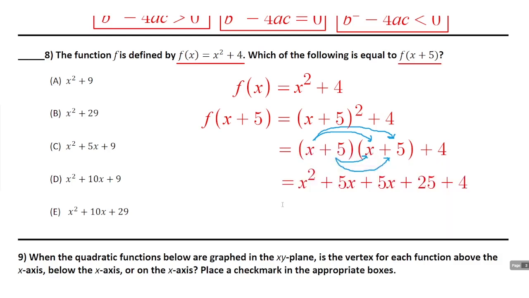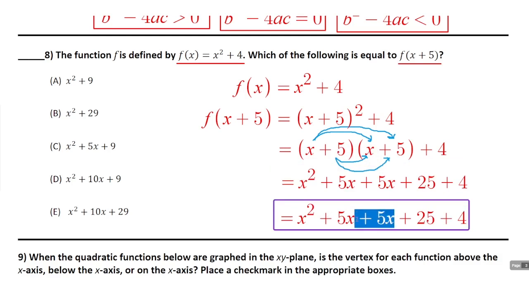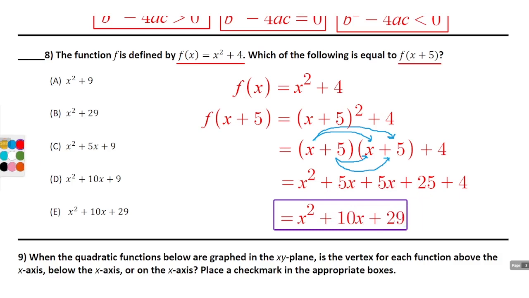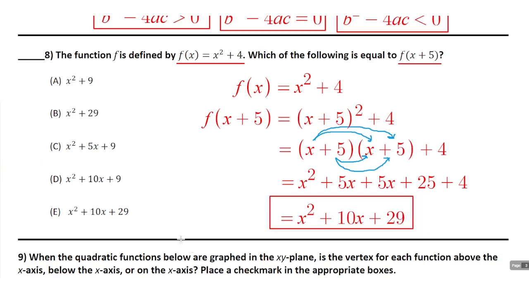So the last step is going to be to combine our like terms. 5x plus 5x is 10x. 25 plus 4 is going to be 29, and that's our answer. So we have x squared plus 10x plus 29, and we see that in choice E.